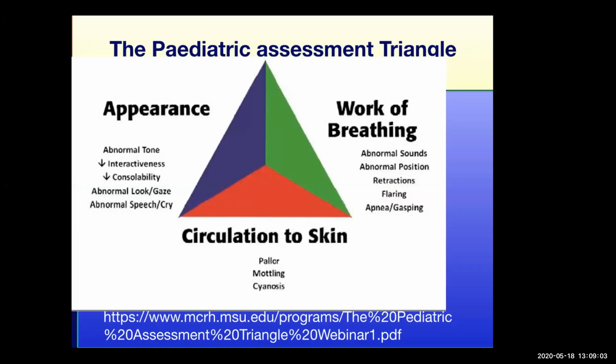So this is what we call the triangle assessment, and you can see appearance, work of breathing, and circulation to the skin. Appearance: abnormal tone, interactiveness, consolability, abnormal look or gaze, abnormal speech or cry. So the moment you look at them, you need to look for these 5 things.